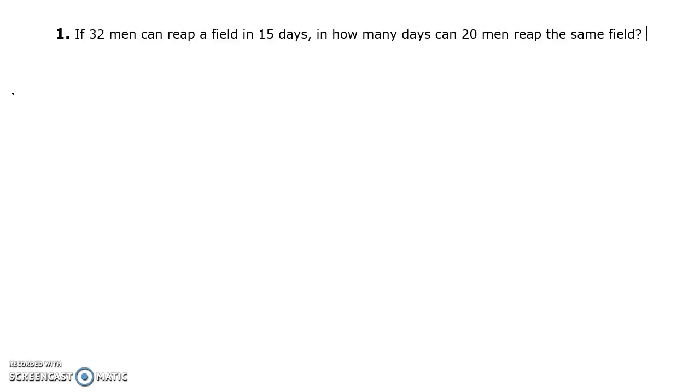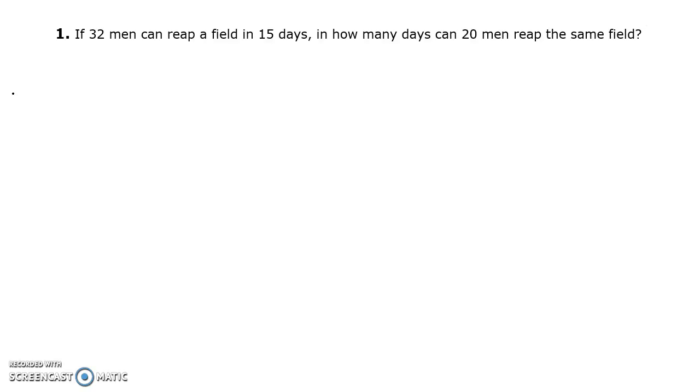So what we have here is inverse proportion. Inverse proportion means that as one factor goes up, the other one goes down. You would think that if there are more men reaping the same field, the time it would take would actually be less. So we know that it is inverse proportion.